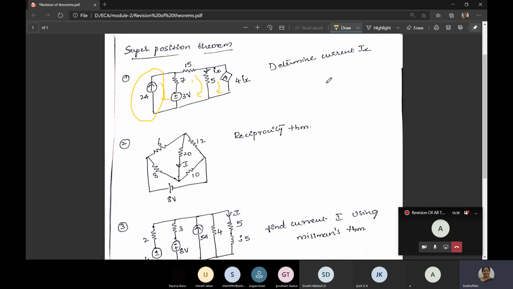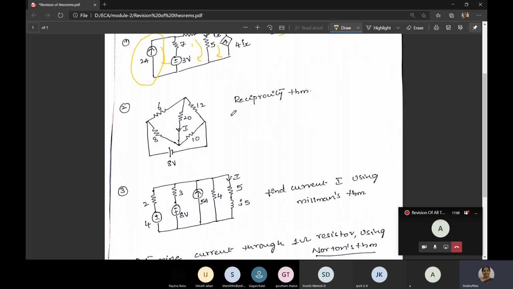You have to take one source at a time. You have to remember, in superposition they always mention what you have to find. Here they have told you to find current. They may tell you to find voltage also. At whatever point they have told you to find, that should be done. And at last you have to combine and write the answer. That is, you have to write the current Ix because of both the sources, because of 2 amps and because of 3 volts. Put them together and write the answer.